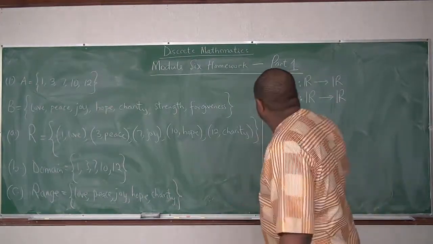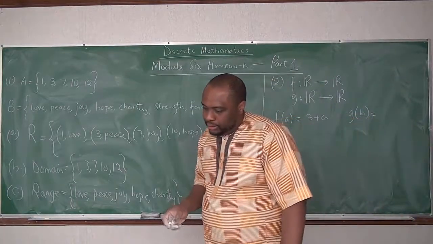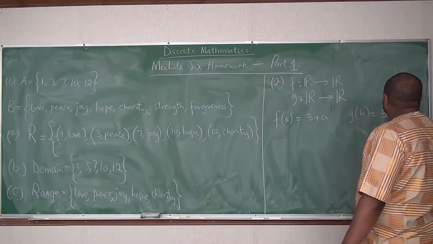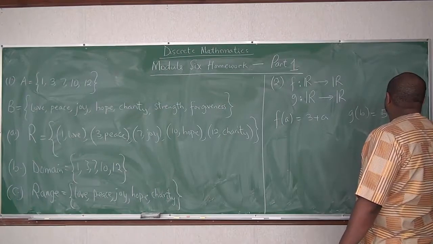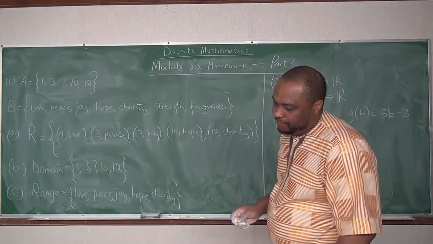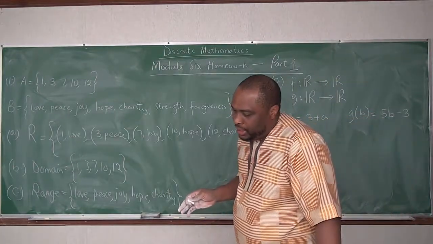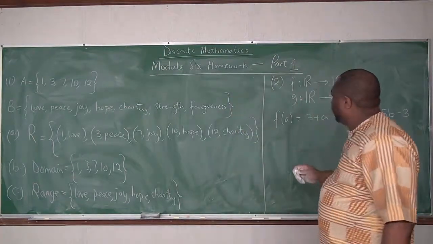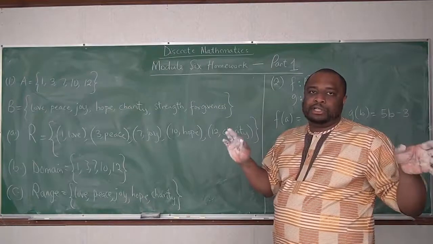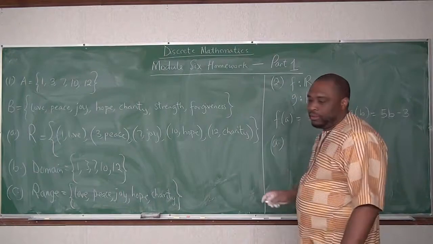And then G of B is 5B minus 3. Okay? 5B minus 3. F of A is 3 plus A. G of B is 5B minus 3. Then it says find the following, showing the steps to get to your solution. You have to show your work. So fog and Goff.